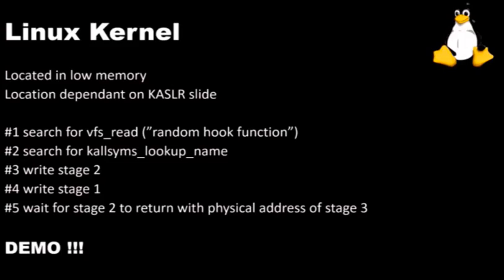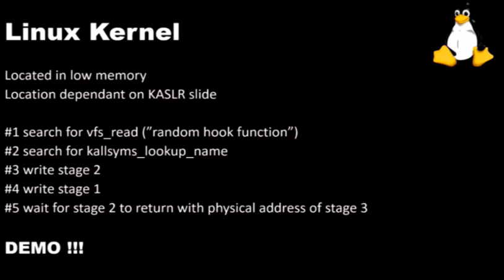In my code, I chose VFS read since it gets called pretty often and it works fine. Then I search for a function called kallsyms_lookup_name. This is pretty much the equivalent of GetProcAddress in Windows. It allows me to use a kernel symbol name and send it to that function, and it will look up the function pointer for that, or a symbol for that.